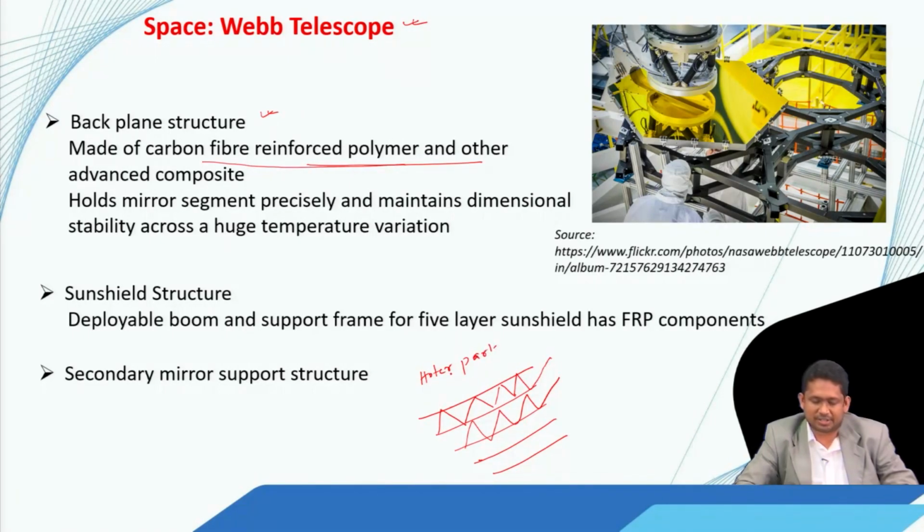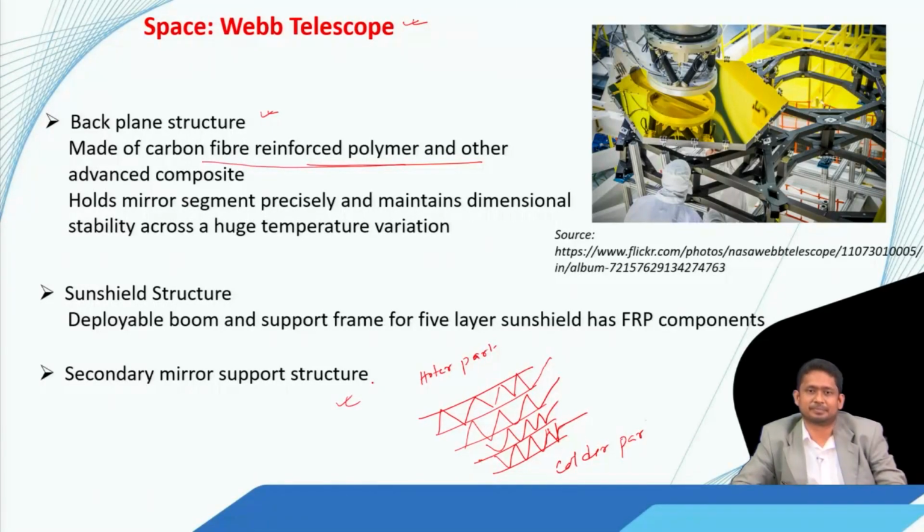It is exposed to sunlight, so it gets heated. Now, the goal is to prevent the heat from coming to the colder part. So, this is the colder part. These layers are made of composites, and the secondary mirror support structures also use composites.